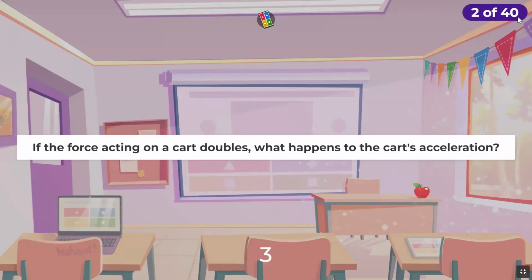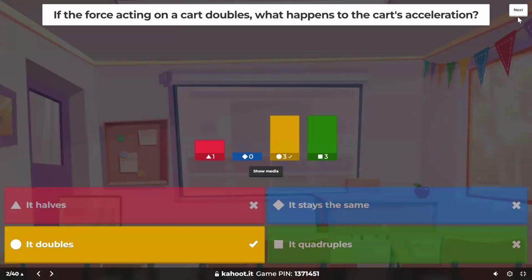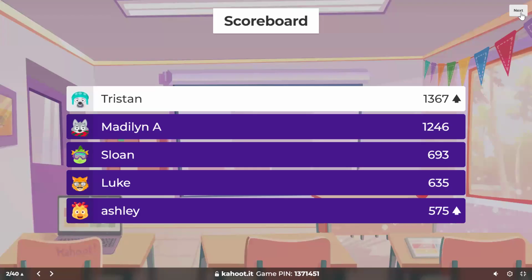If the force acting on a cart doubles, what happens to the cart's acceleration? Would also double, right? So that's Newton's second law of motion. If you double the force, you'll double the acceleration, right? F equals ma, a equals F over m. If you triple the force, you'll triple the acceleration, right? That's a direct relationship between force and acceleration. I got Ashley, Luke, Sloan, Madeline, Tristan.